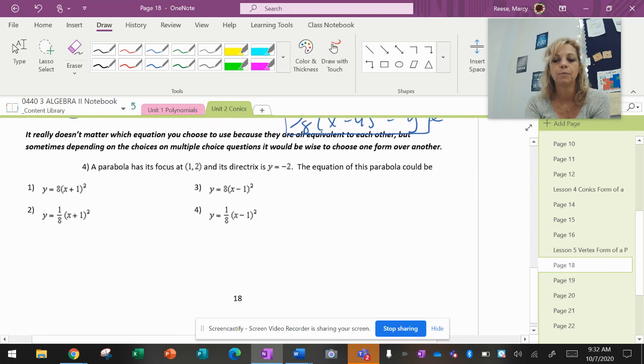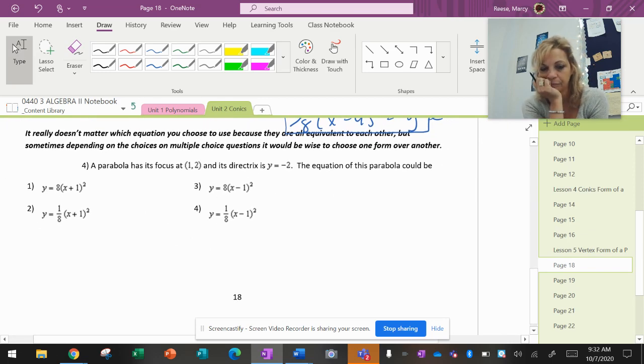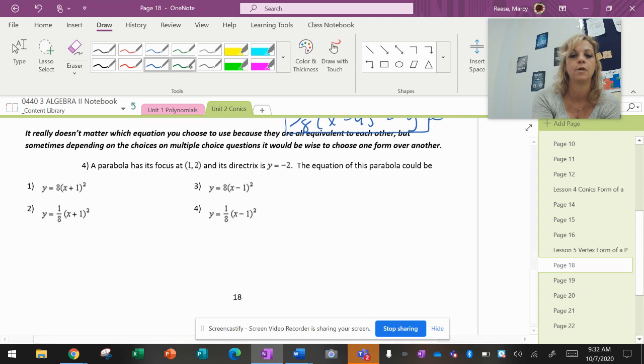So here is a potential question on the read-ins, okay? Like I said, it really doesn't matter which equation you choose to use because they are all equivalent to each other. But sometimes, depending on the choices in multiple choice questions, it would be wise to choose one form over the other. So when I give you this problem, this is a Regents question, and we've seen it a couple times, where they say a parabola has a focus of (1, 2) and a directrix of y equals -2. The equation of the parabola could be, now look at the answers. That's not conic form, that's actually vertex form.